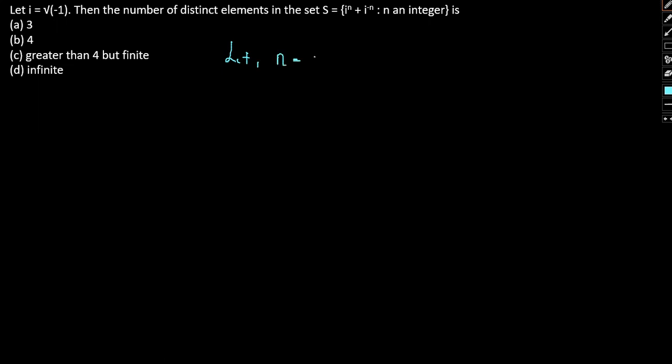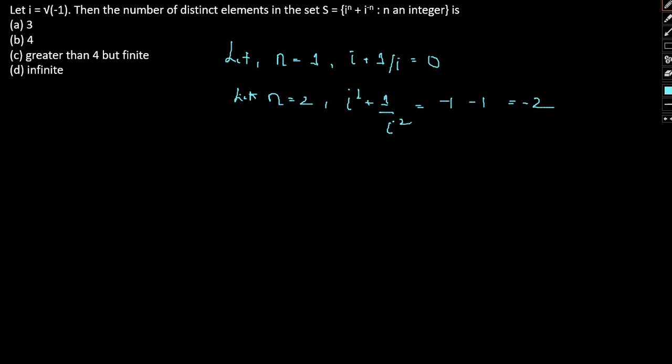Let n equal to 1, for i plus 1 by i equal to 0. Okay, so this is what we have. Now again let's take a look. Let n equal to 2. So here we have i square plus 1 by i square. So here i square is nothing but minus 1, equal to minus 2. Okay.